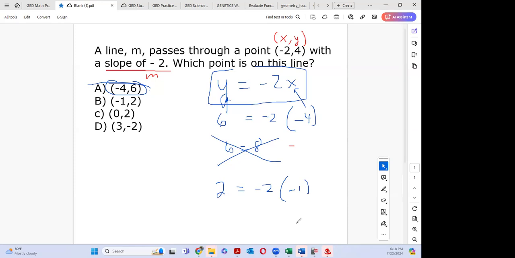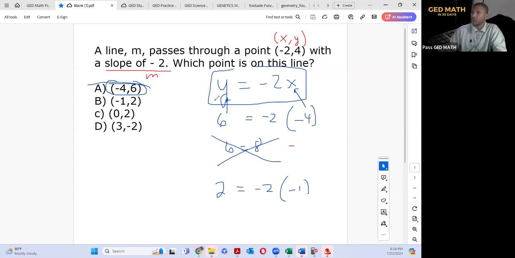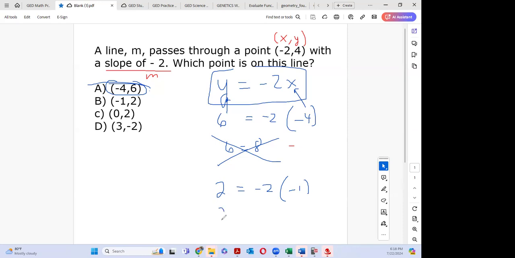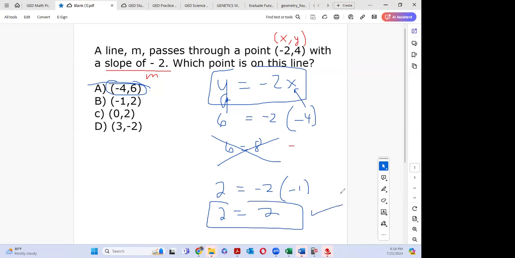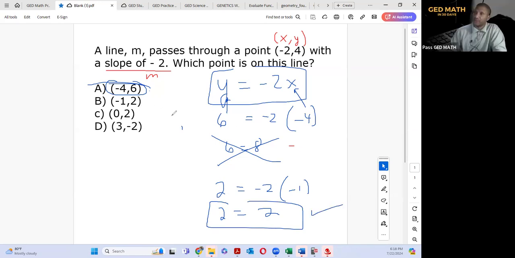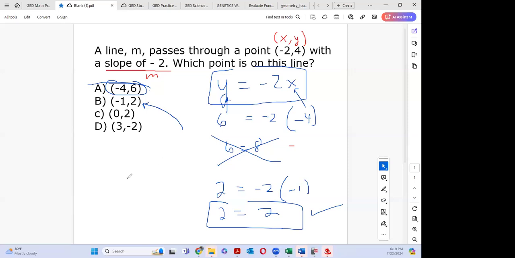Got me? Because y is 2, my x is -1. Got me? Yes. So 2 equals 2. That's true. So your answer is B. Okay. Got me? Kinda. So I'm going to do it.